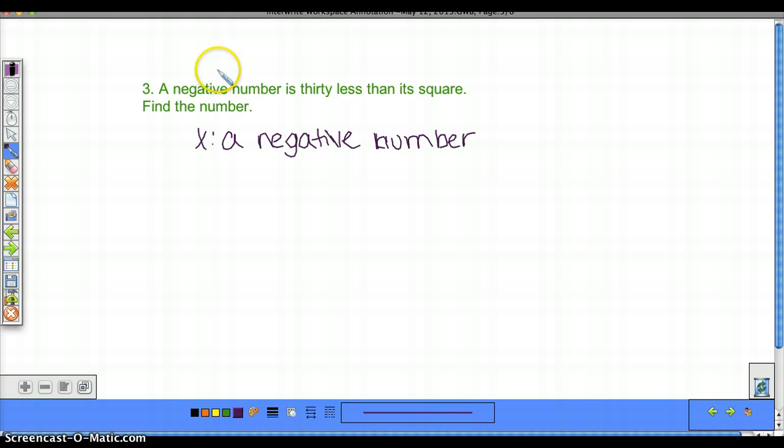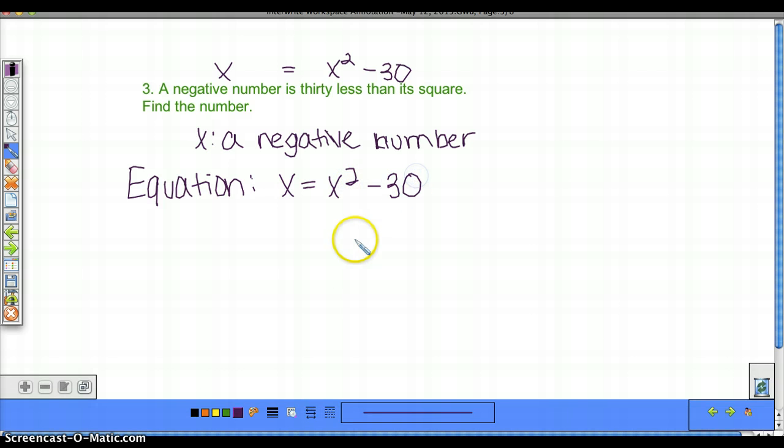So a negative number we're going to call x is, there's our equal sign, 30 less than its square. Remember, its square is our x squared, and 30 less than is not 30 minus, but minus 30. So our equation for this problem is going to be x equals x squared minus 30. Just like on number 2, we're going to set this up to solve by subtracting the x over. And we have 0 equals x squared minus x minus 30.